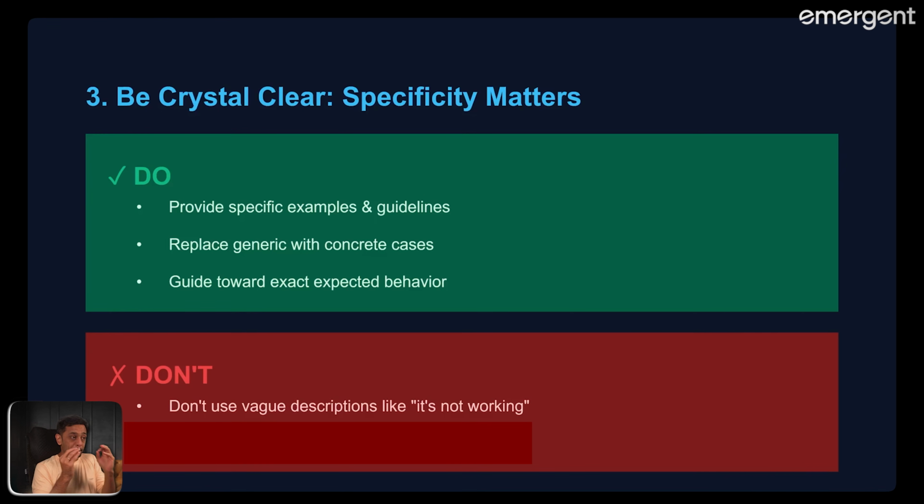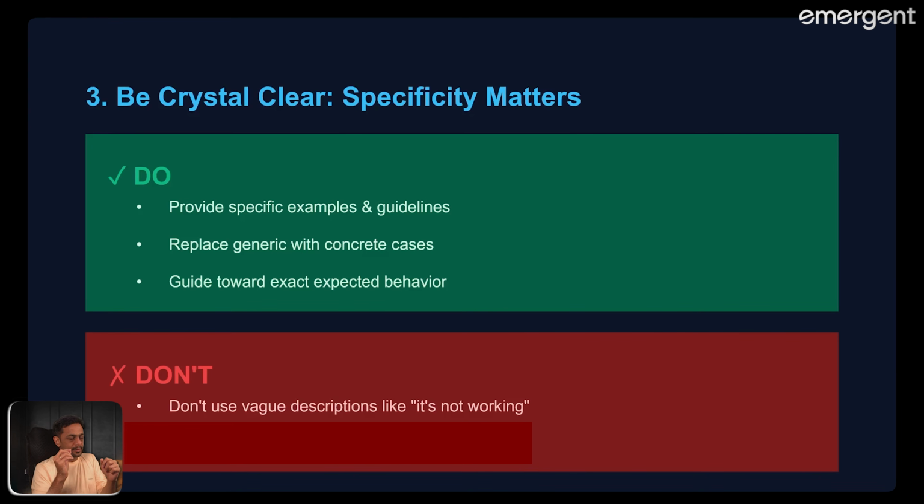The third step is be crystal clear. Being specific matters, right? Provide specific examples and guidelines, replace generic with concrete cases, guide towards exact expected behavior. Whenever we are talking to AI about what we need it to build, we can give some examples, even screenshots if those are available, and we can give concrete cases: this is the input that I'm going to give and this is the expected output. Of course, we'll look at the examples as we build. I'm just walking you through the do's and don'ts.